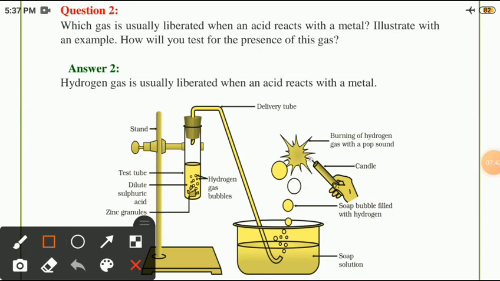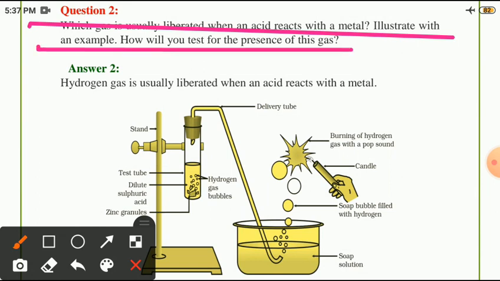Question number 2 is, which gas is usually liberated when an acid reacts with a metal? Illustrate with an example. How will you test for the presence of this gas? So we will go one by one. First, which gas is usually liberated when an acid reacts with the metal? Just now we have studied whenever the metal reacts with the acid, it gives salt and hydrogen gas. So here the gas liberated will be hydrogen gas.